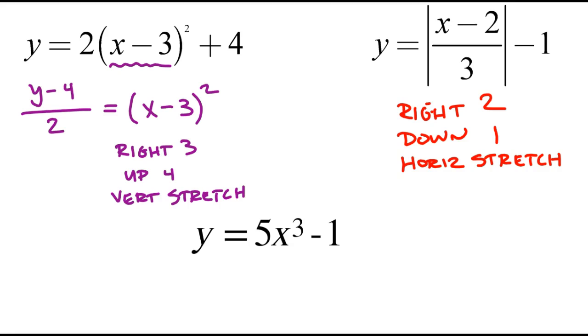Put everything with the y, meaning move it over to the other side. Some people like to rewrite this as y plus 1 equals absolute value of x minus 2 over 3, like that. And then the y side is opposite, so if it's plus 1 on the y side, you actually go down 1.